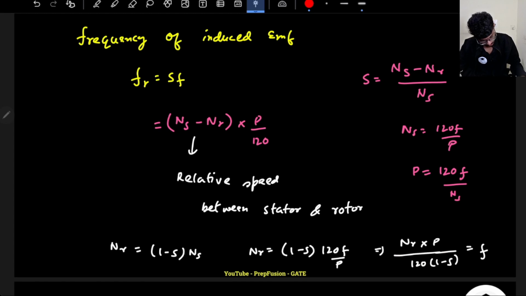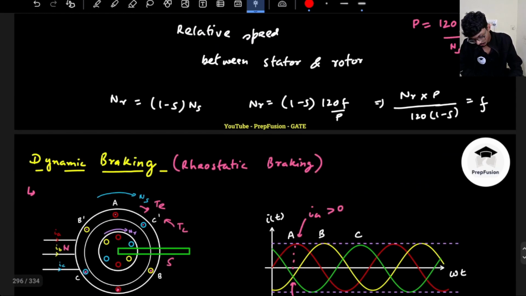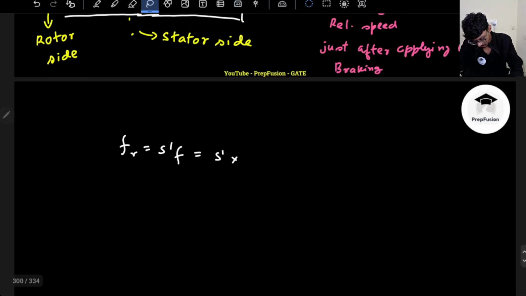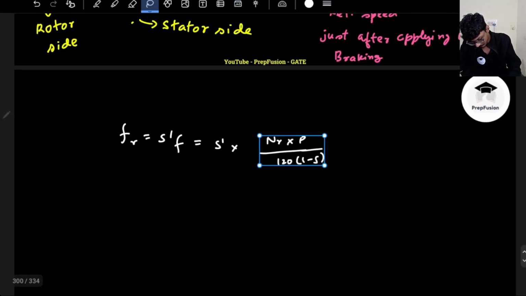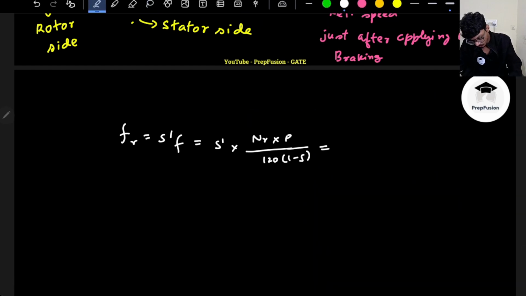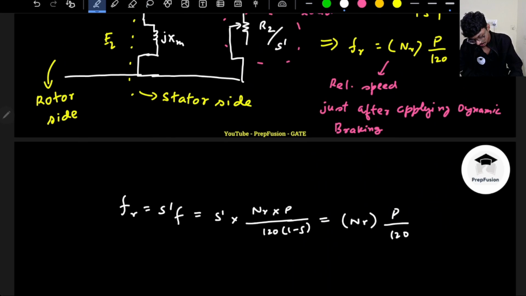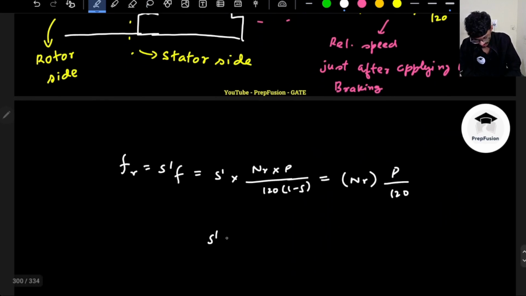I will replace f over here, because f currently is 0, I want to write f in terms of slip and NR. Okay, so if I replace this with f, and this is equals to fr, we have just calculated it, it is NR into P divided by 120. So from here I can understand that my s prime, the new slip, will be 1 minus s, it will just be reversed. Does it make sense? Does it actually make sense?